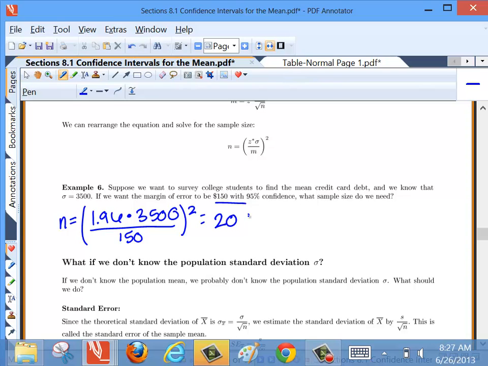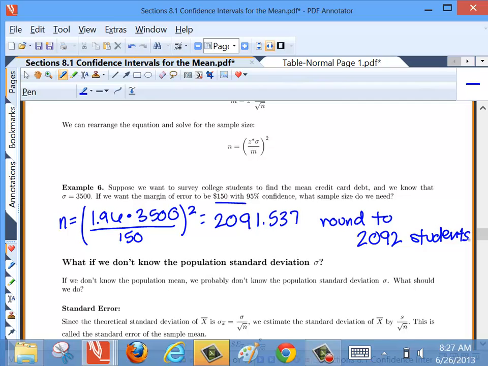So 2,091.537. Okay. Can you survey 2,091.5 students? Okay, no. And so I want my 150 or less, so how do I make sure that I don't go over that margin of error of 150? Which way should I round this? Just make it a little bit larger. It's good to go bigger because that gives you smaller confidence intervals, which are always good. So we will round to 2,092 students.